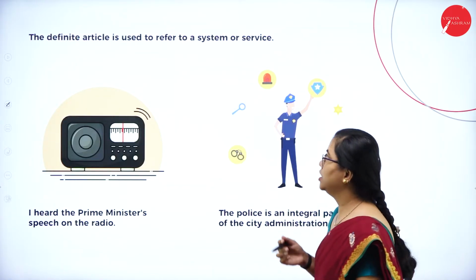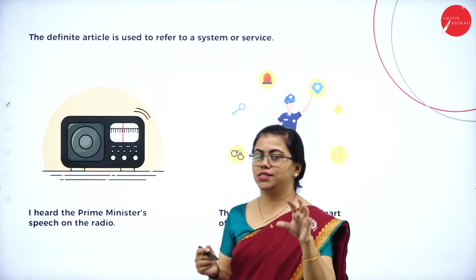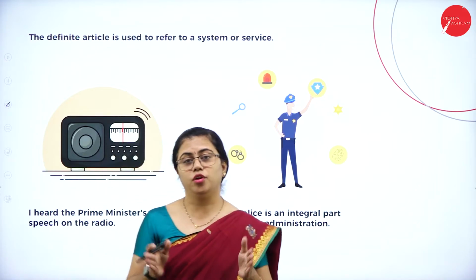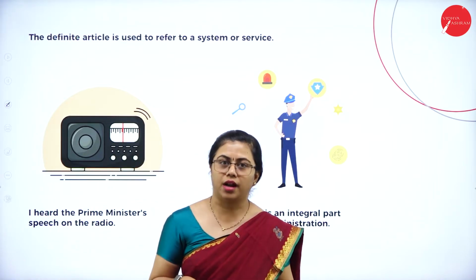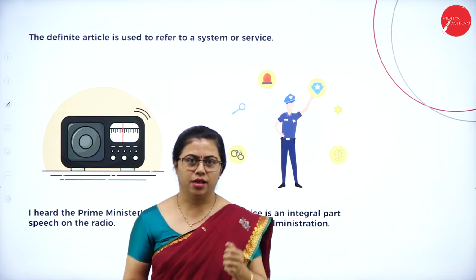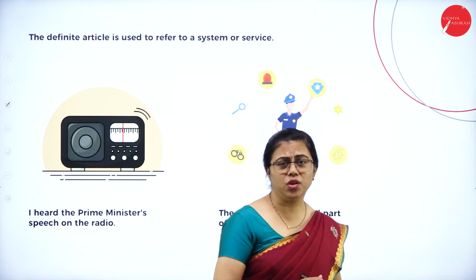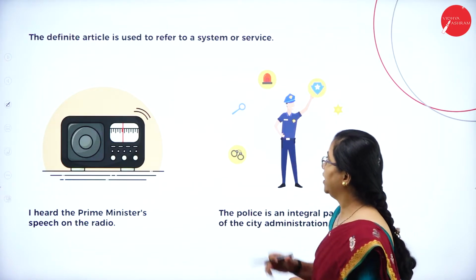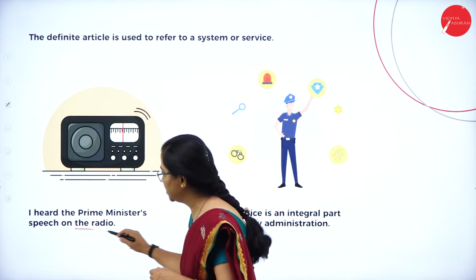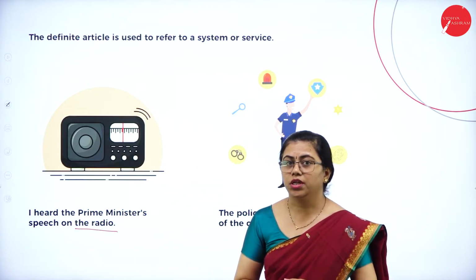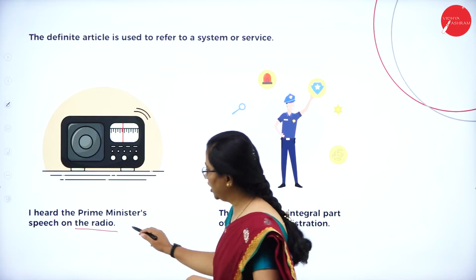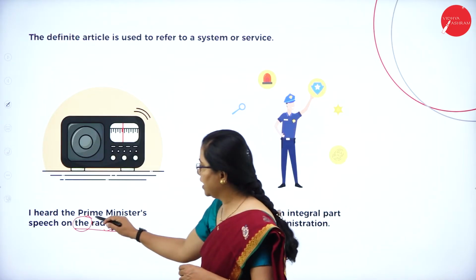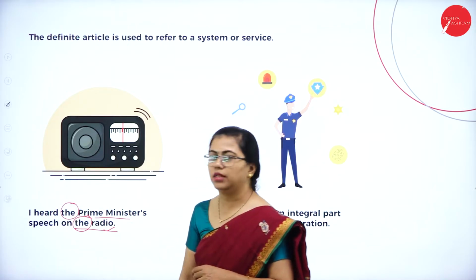And the definite article is also used to talk about a system or a service. System means you are not talking about the computer system. You are talking about some system that is running, an administrative system that is running. So here you can see, I heard the Prime Minister's speech on the radio. So we are talking about the radio service. So when we are referring to some service, I am using the definite article the. So here again Prime Minister is unique, so I have used the.